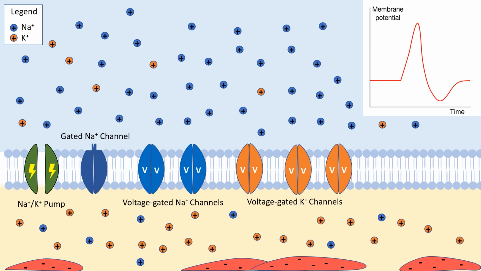Let's take a look at our cell. The blue area at the top of the screen is the exterior of the neuron, while the beige at the bottom represents the interior. Within the neuron are large proteins covered in negative charges. These large proteins are unable to cross the membrane, and thus they serve as a permanent reservoir of negative charge.